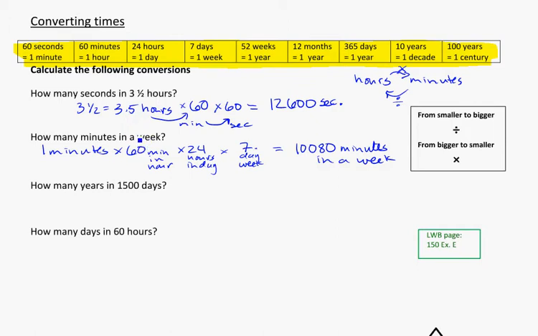Because really what I've done is gone from 1 week, so week being the big thing, into how many minutes. So I'm going from bigger to smaller. A big 1 week down to the smaller minutes. How many is that? And you times the whole way along to get there.